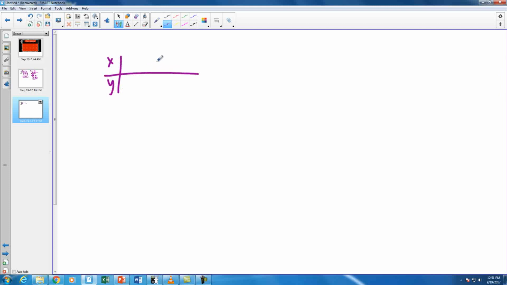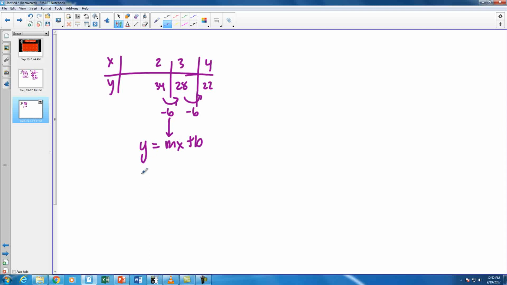Now this xy table has 2, 3, 4, and so on for the x's. On the y's, it's 34, 28, and 22. So the first thing I want to look at is what's the pattern as I go this way. I'm noticing the numbers are getting smaller, and if I look real close and I think about it, it looks like I'm subtracting 6 each time as I go from one term to the next. So that tells me, when I think about y equals mx plus b, that negative 6 would be my slope. It's the amount I change.